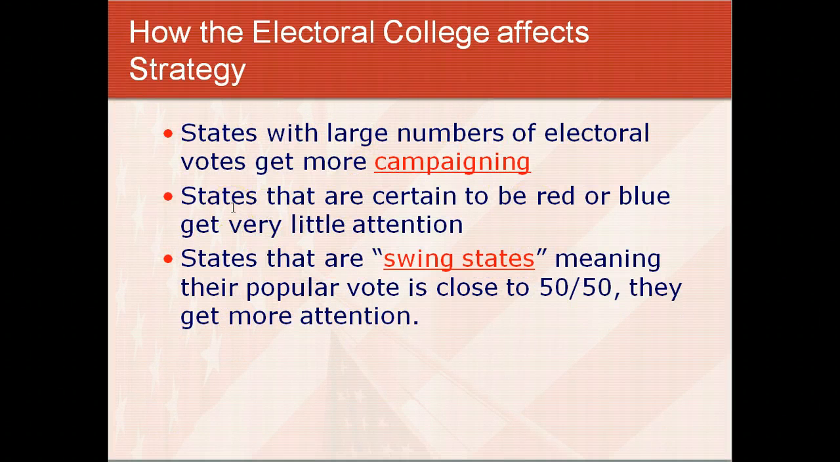This system is really significant because it affects how our candidates campaign. The states with a large number of electoral votes get more campaigning, but also if a state's certain to be red or blue, they get very little attention. California, for example, has a lot of electoral votes, but it's pretty likely to be blue, so it doesn't get that much campaigning. Also, swing states, meaning states whose popular vote is close to 50-50, get the most attention. There are about 10 to 11 swing states in our country that really get the majority of the attention.